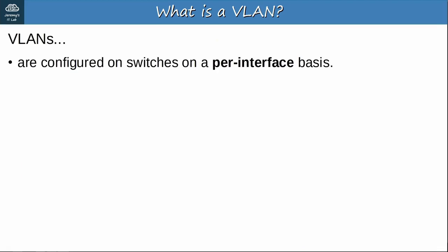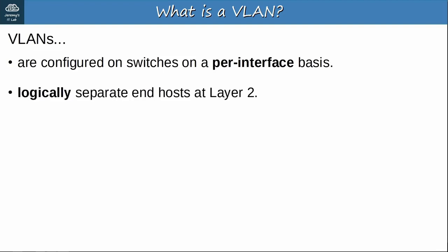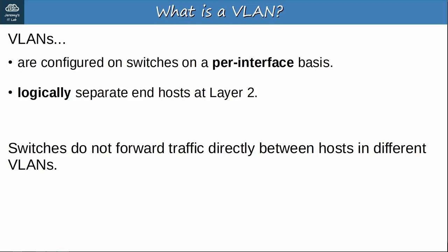Just a bit of review. VLANs are configured on switches on a per-interface basis. VLANs logically separate end hosts at layer 2. Although the hosts in the topology we looked at were physically connected to the same switch, and therefore in the same broadcast domain, we used VLANs to logically separate them, and put them in separate broadcast domains. Switches do not forward traffic directly between hosts in different VLANs. As I showed you, the switch must forward the traffic to a router. Actually, there are a couple other methods of inter-VLAN routing, and I will cover them in a future video.